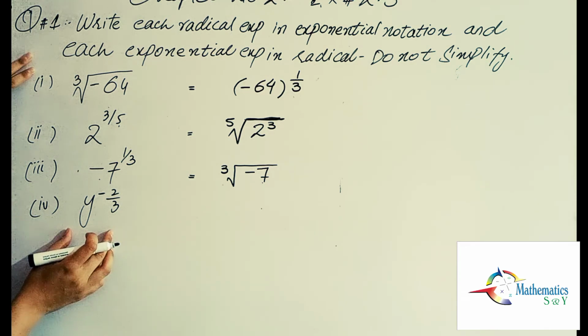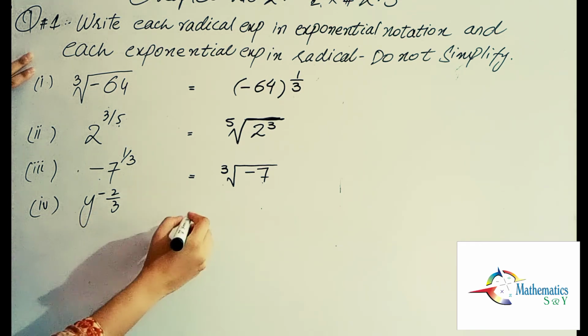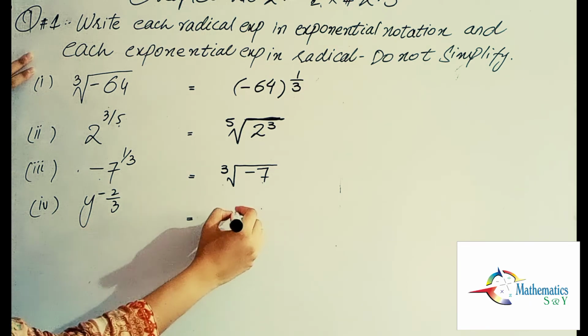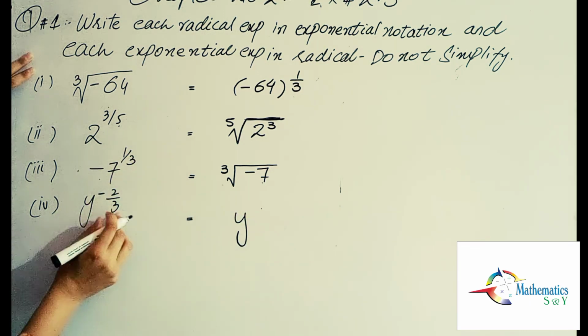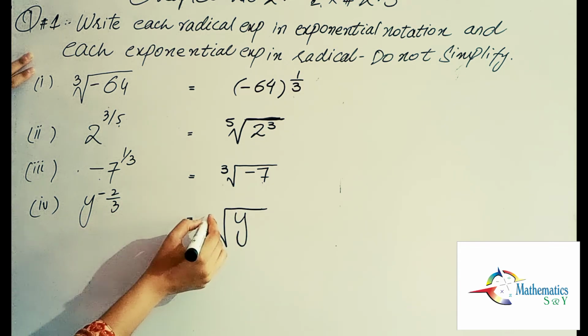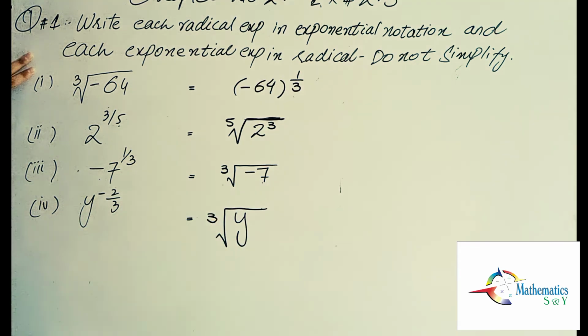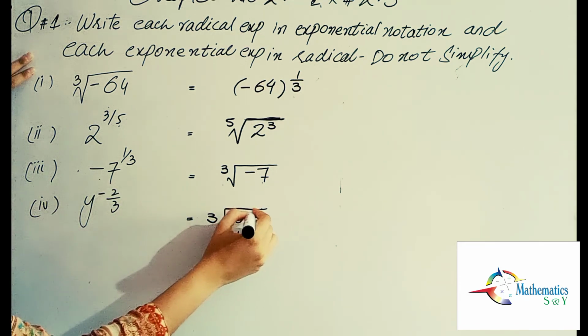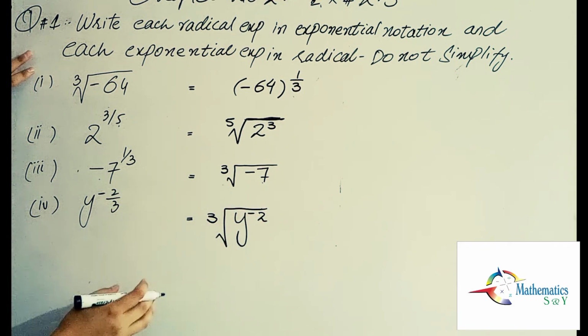Next one, y raised to power minus 2 by 3. That's again an exponential form. There is no radical. So we will convert this into radical form. y is the radicand. 3, the denominator, will be the index of the radical here. And minus 2 is the power of y. So this is the radical form of this exponential form.